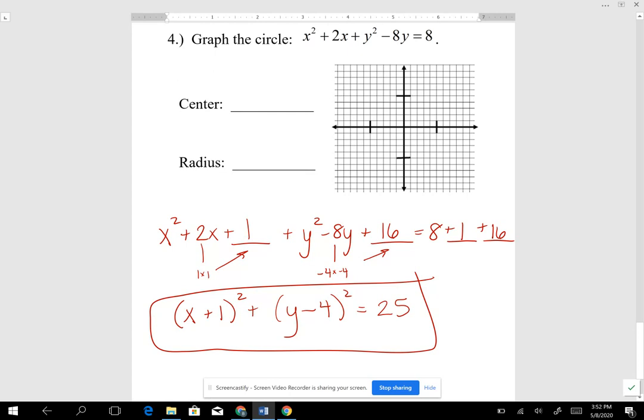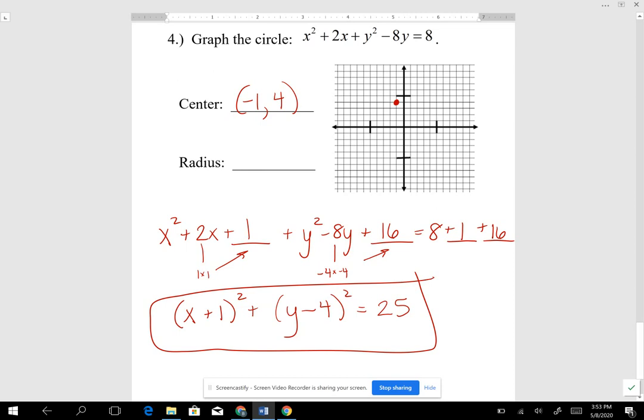We can pick out the center using what we learned in the last unit. It's x plus 1 squared, so it's going to be -1. It's y minus 4 squared, so it's going to be +4. So I can plot the point -1, 4, so that means left 1, up 4. Some people were asking me about graphing and plotting points. Remember, you always start from the origin, and then from there go left 1 and up 4.